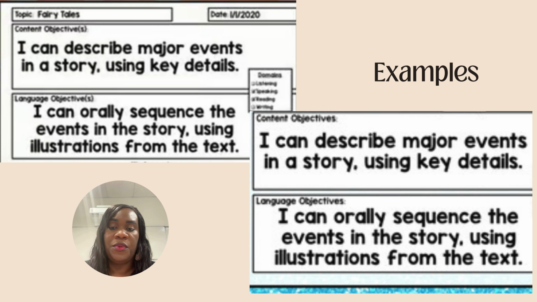Here are two more examples. Notice that the learning target is written differently from the language objective. And notice that the language objective includes some vocabulary so that students will understand what they're going to be able to do based off of the language objective that you've written.